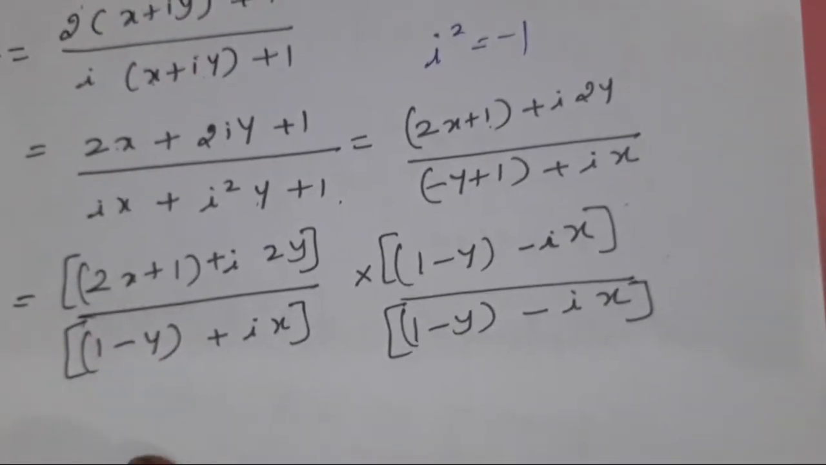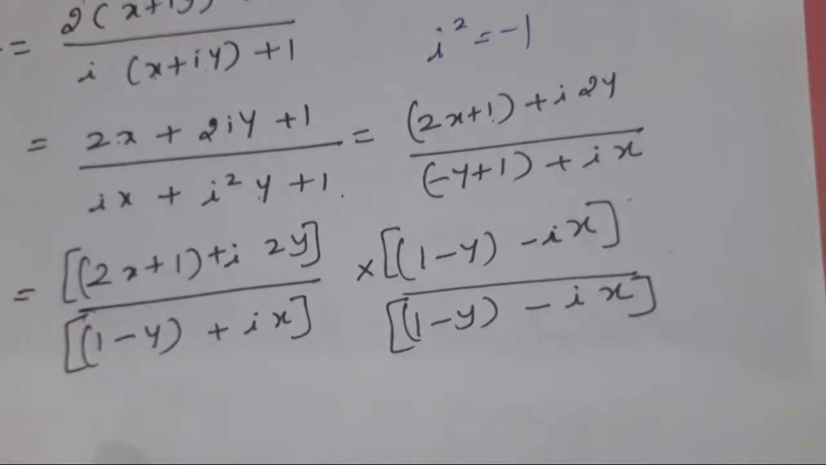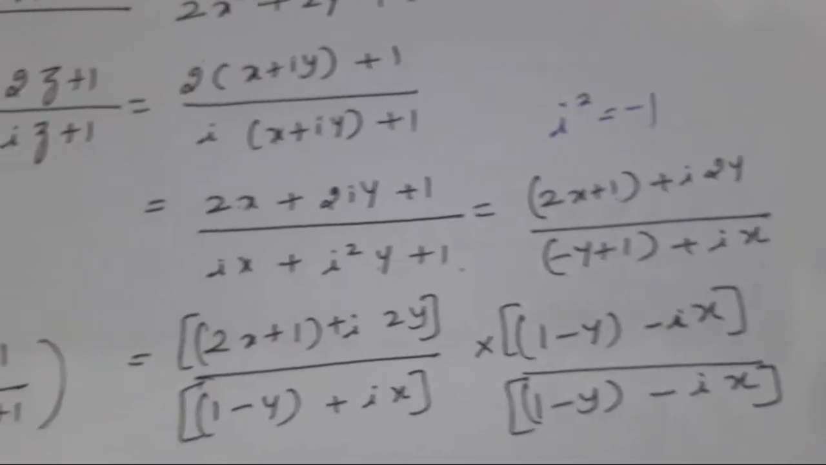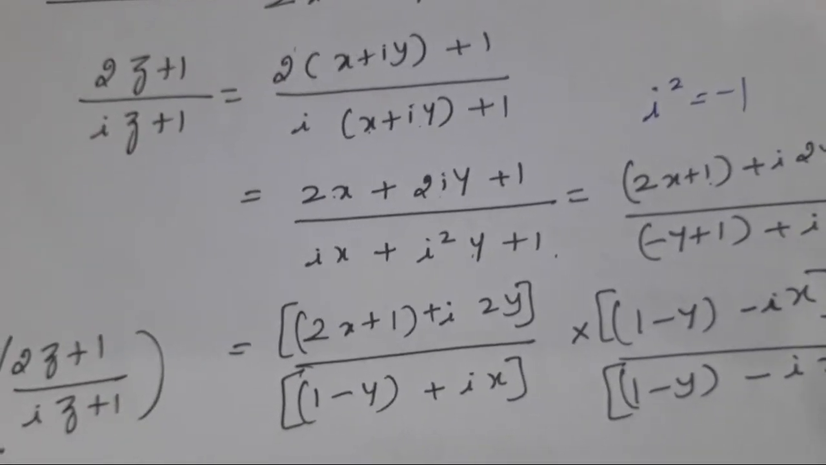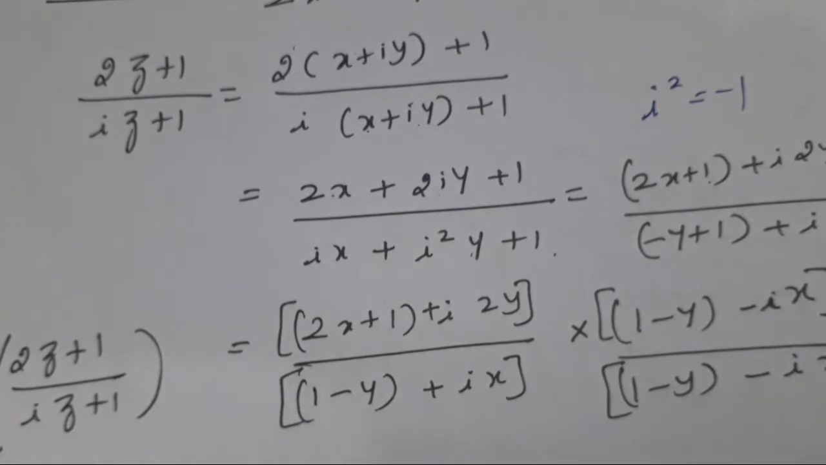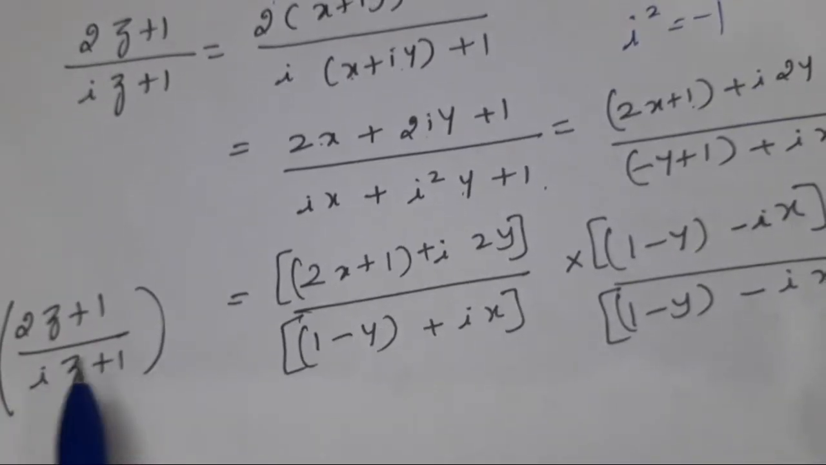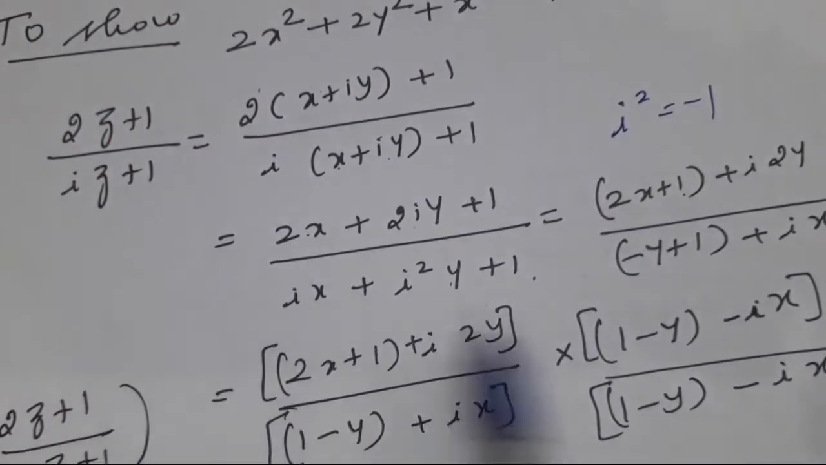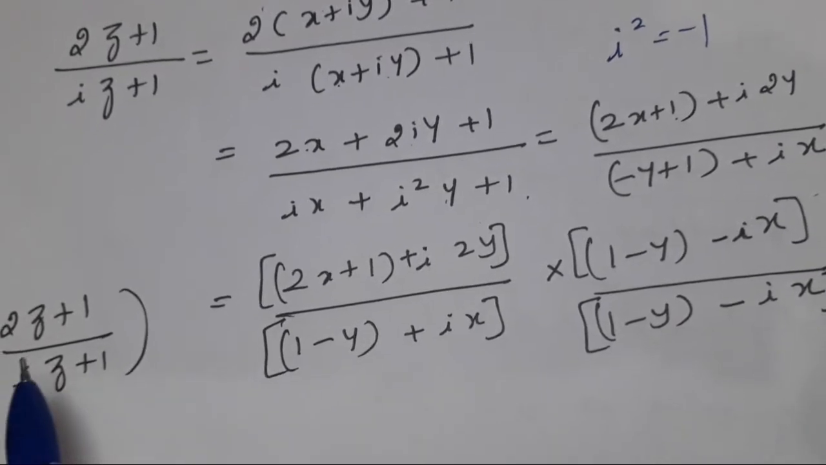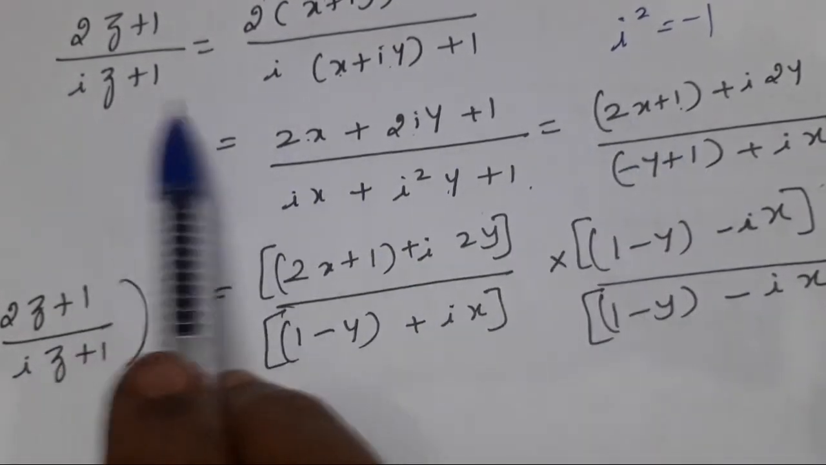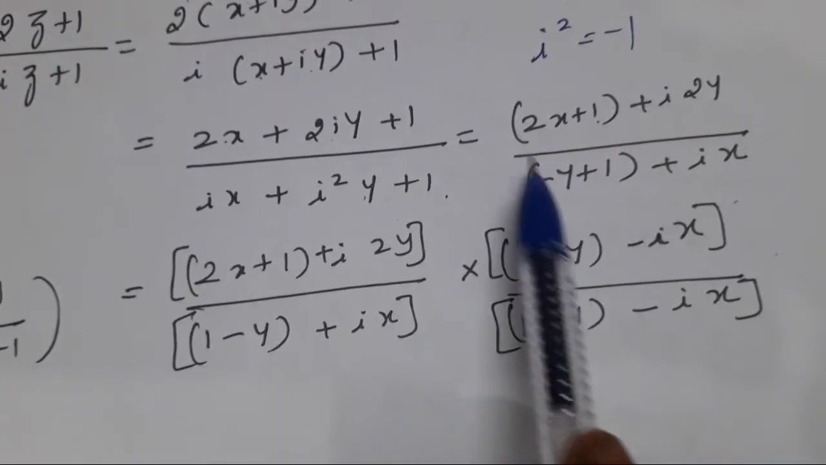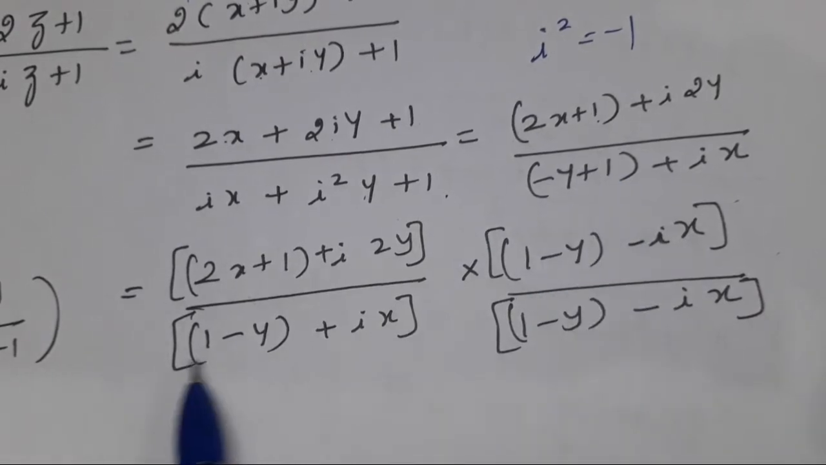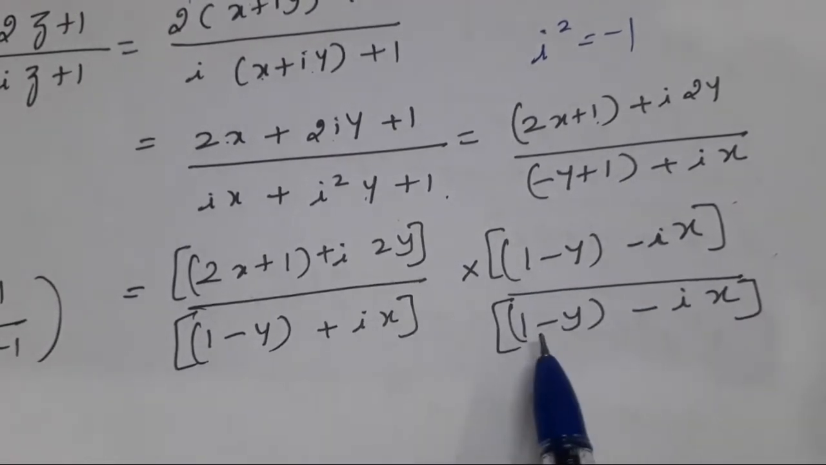Next we find the imaginary part. First we substitute the bracket value and do the calculation. After finishing the calculation, we come to the imaginary part. Imaginary part of what is the question given? 2z plus 1 by iz plus 1 equal to. Already we found the bracket value; we simplify the result. So we substitute: 2z plus 1 by iz plus 1 is nothing but 2x plus 1 plus i into 2y by 1 minus y plus ix. Multiply and divide by its conjugate.